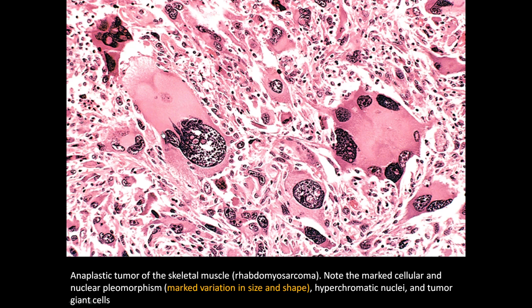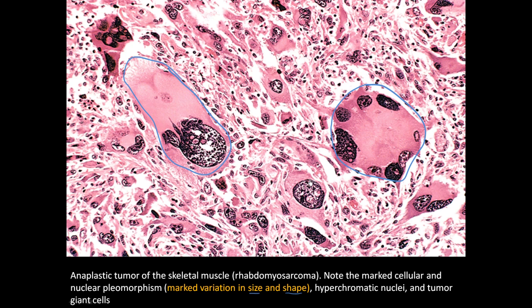So here is an anaplastic tumor of skeletal muscle. This is a rhabdomyosarcoma, a striated muscle malignant tumor. Note the marked cellular and nuclear polymorphism. Remember what polymorphism is? It's marked variation in size and shape. Note also the hyperchromatic, or dark staining, nuclei and tumor giant cells. I sure hope you can see this cell. This is a giant cell.